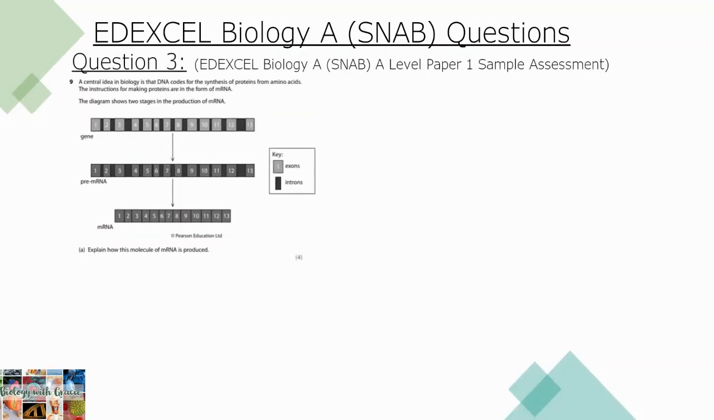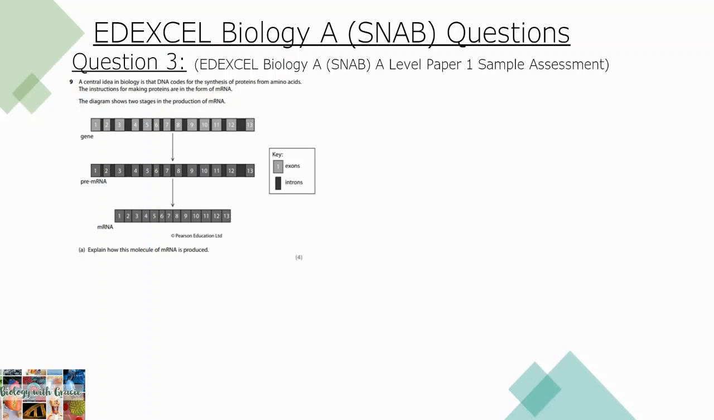Question 3. A central idea in biology is that DNA codes for the synthesis of proteins from amino acids. The instructions for making proteins are in the form of mRNA. The diagram shows 2 stages in the production of mRNA. So although I haven't mentioned splicing in this particular presentation, this is actually included at a later point in the specification for Biology A, rather than at the specific point where the actual process of protein synthesis is discussed. However, a lot of the points for this question are just linked to transcription, which we've talked about already, so we can still complete this question.